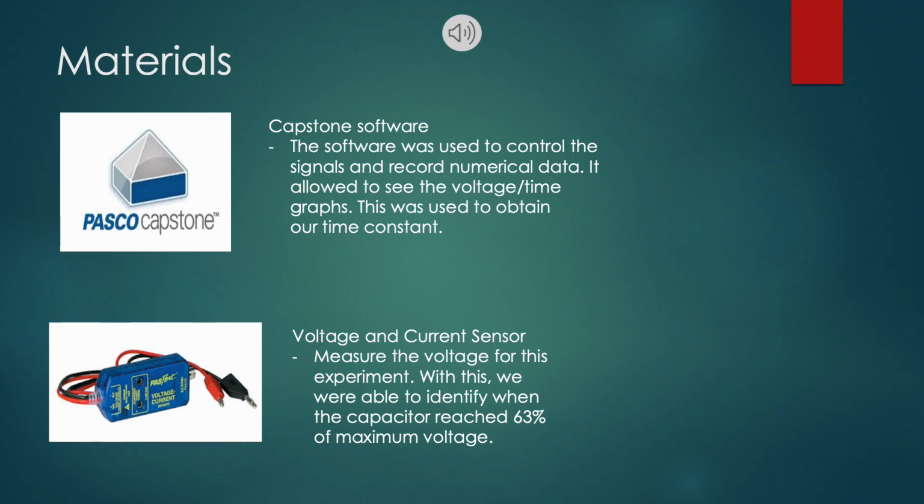Capstone software. The software was used to control the signals and record numerical data. It allowed us to see the voltage time graphs. It was also used to obtain our time constant. The voltage and current sensor was used to measure the voltage for this experiment. With this, we were able to identify when the capacitor reached 63% of maximum voltage.